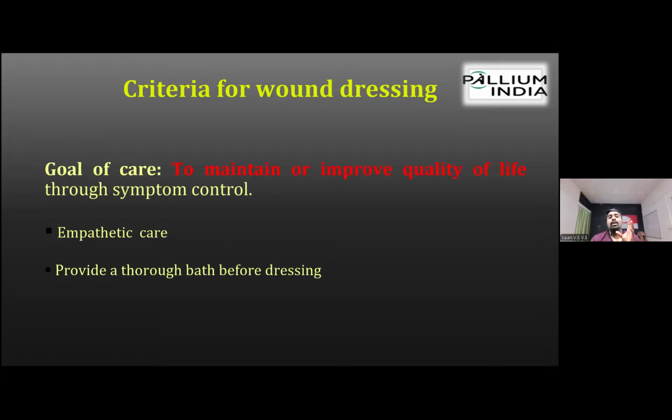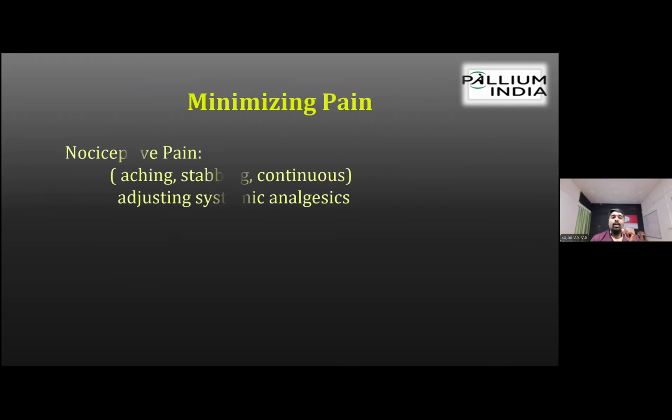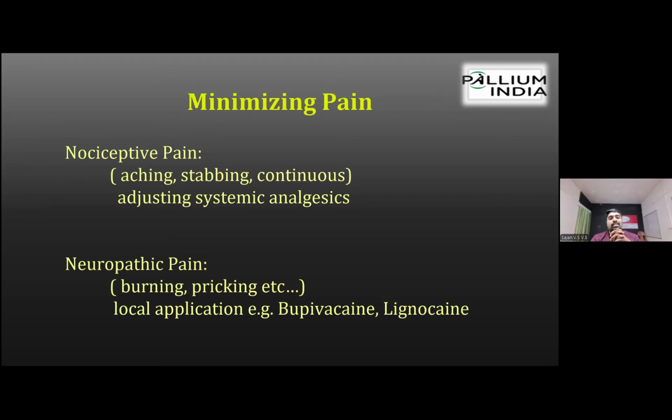Our main aim is to maintain or improve the quality of life of the patient through symptom control only. So first of all, we focus on the pain because we need to improve the quality of life of the patient. While we discuss pain, we all know there are so many types of wound pain. Basically, neuropathic or nociceptive type of pain, this type of patient might be experiencing. Nociceptive pain means continuous aching, stabbing type of pain will be there.